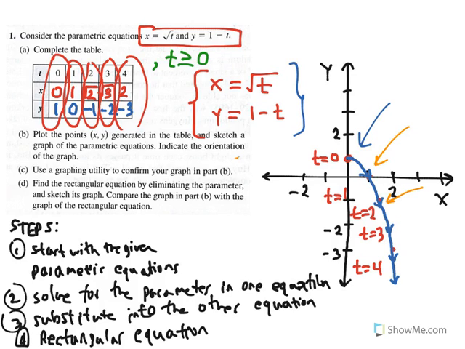So these are the steps for finding the rectangular equation by eliminating the parameter. We start with the given parametric equations. We solve for the parameter in one of the equations. We substitute into the other equation, and that would give us our rectangular equation.